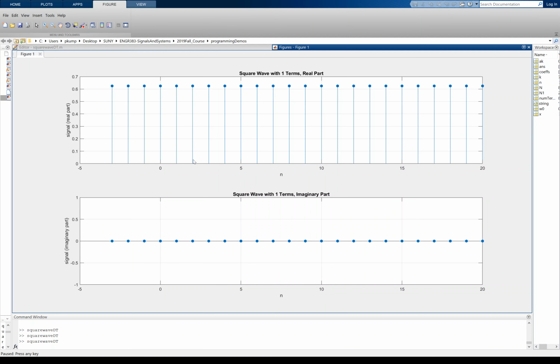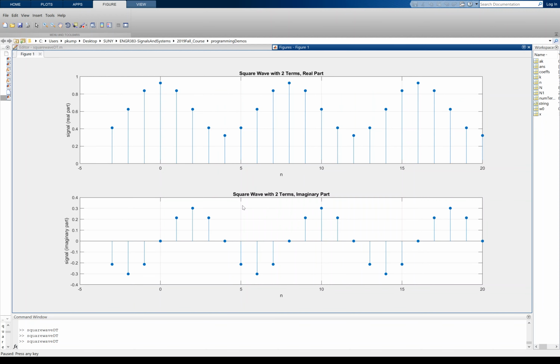Running the program gives me this figure right now. This is one ingredient. Here's the real part of the square wave. Here's the imaginary part. Okay, this is definitely not a square wave. This is just a constant, right? That's one term. That's the constant term. And the imaginary part is all 0.